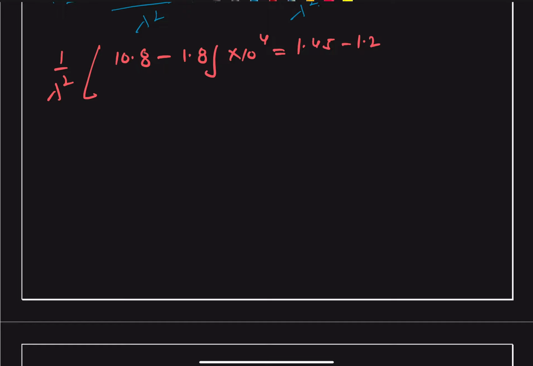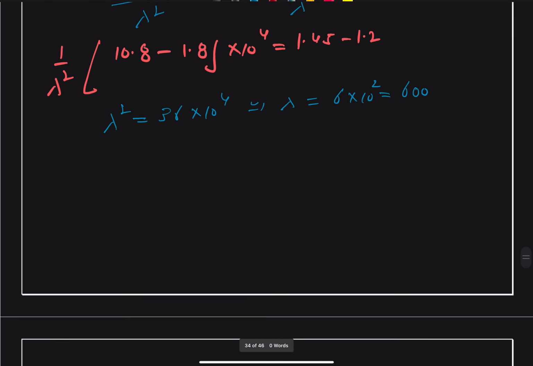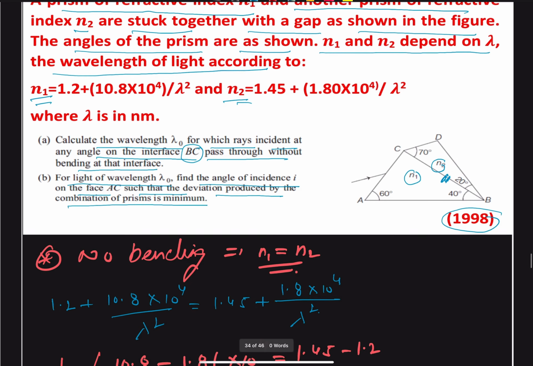And from here we can write that lambda square will be equal to 36 into 10 to the power 4, which gives us lambda equal to 6 into 10 to the power 2, or we can say 600, and that will be in, sorry, not meters, nanometers.